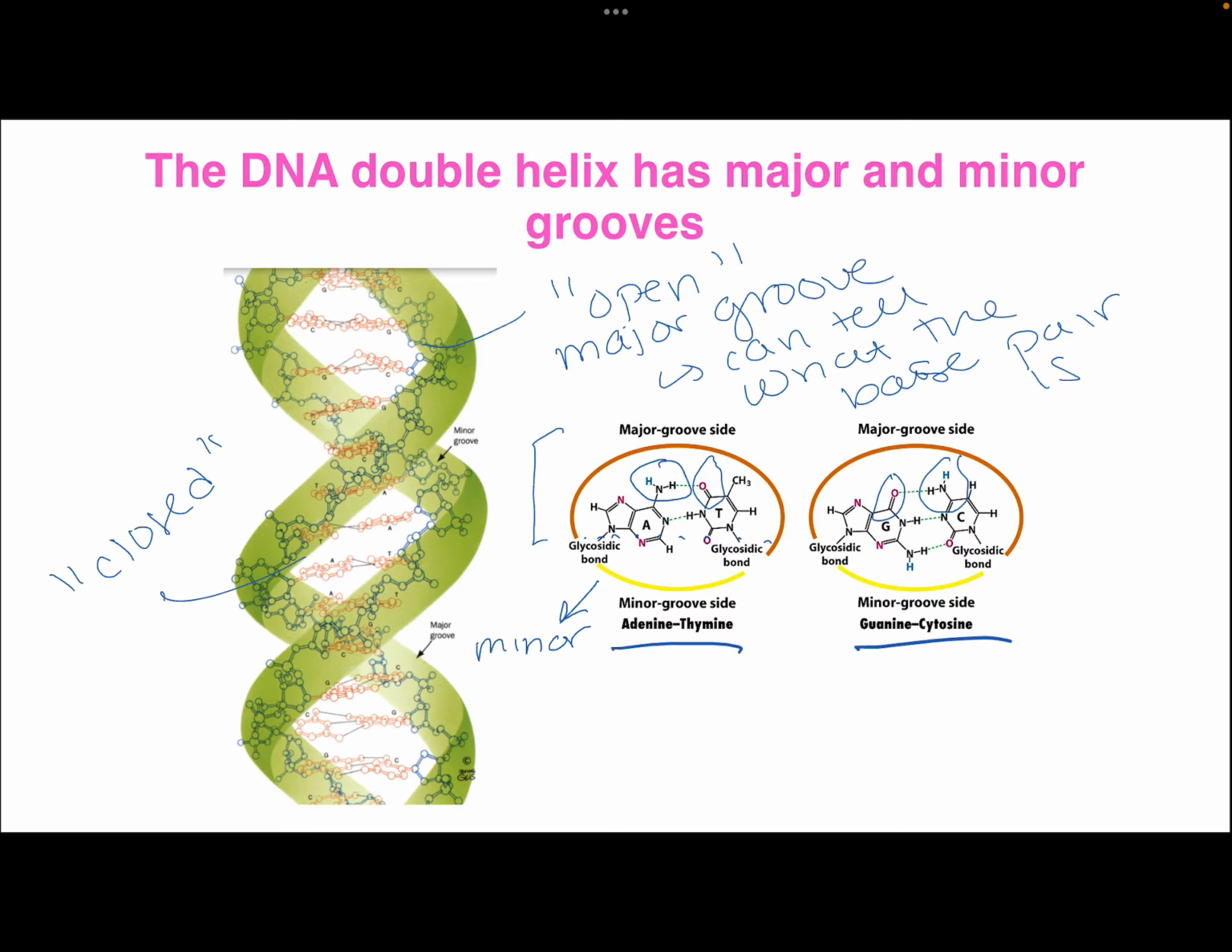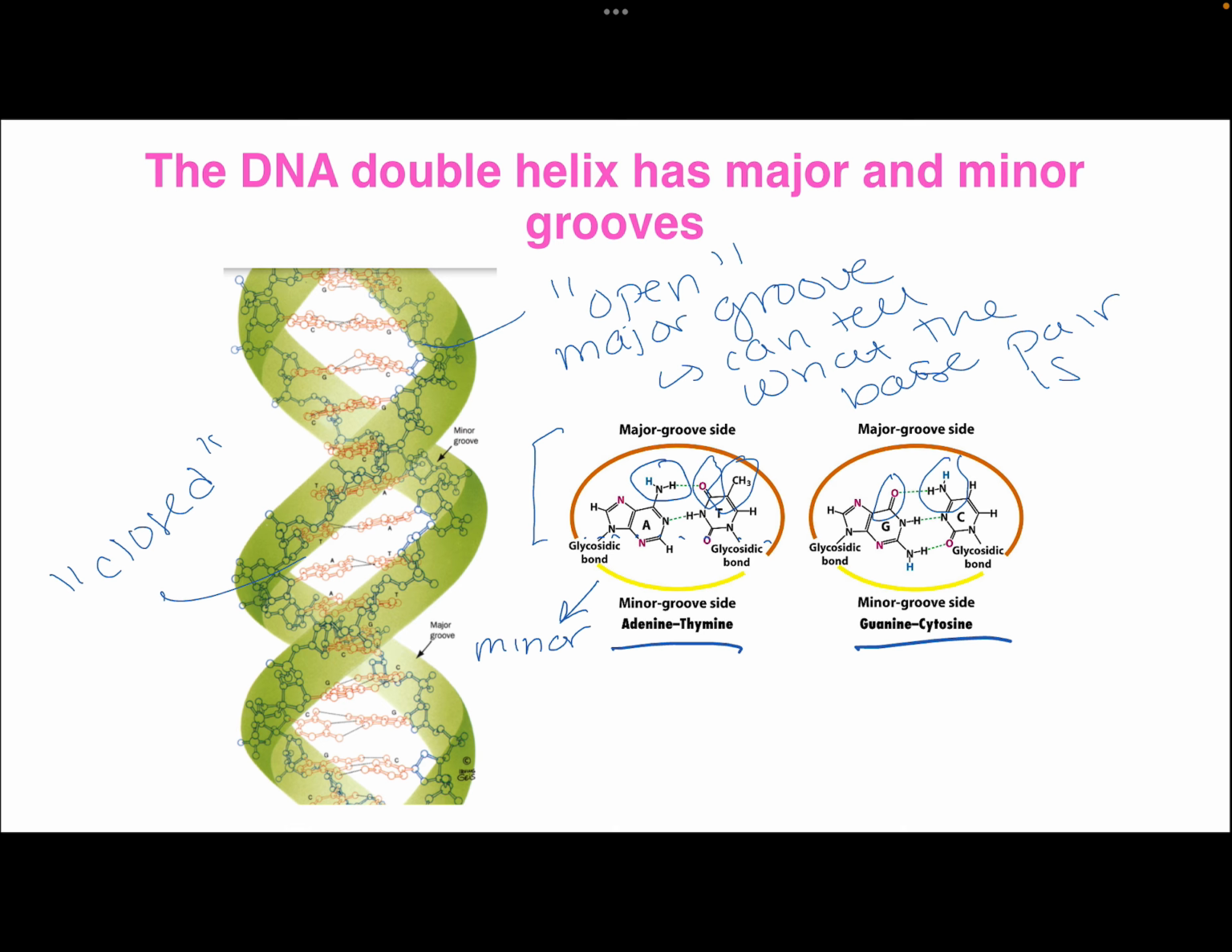We can also see that from the major groove side, the methyl on the thymine is visible, which helps distinguish the thymine from the cytosine. So in the major groove side, we can tell what that base pair is. But let's look at the minor groove side. The minor groove side, things look pretty much the same.